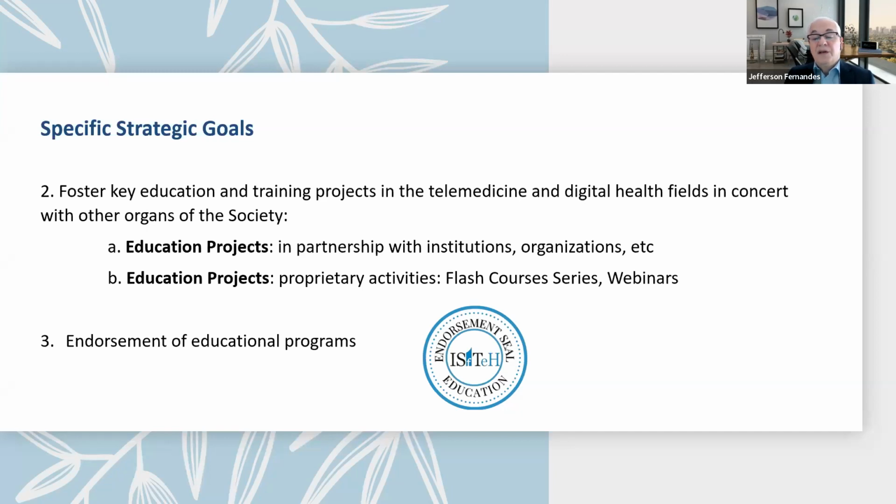You can see here the seal that was created, and we already have 3 academic institutions that requested this endorsement. We proceed with the evaluation process within a committee in the International Society, providing the endorsement once we understand that the course achieves the standards required for that endorsement. So this is a quick view of what we are doing in the education program.